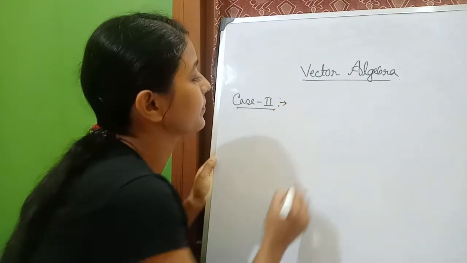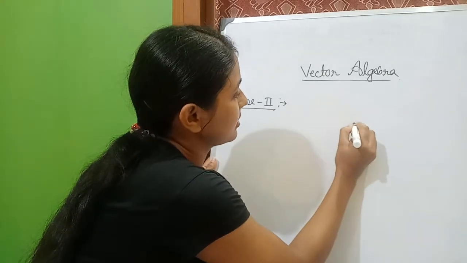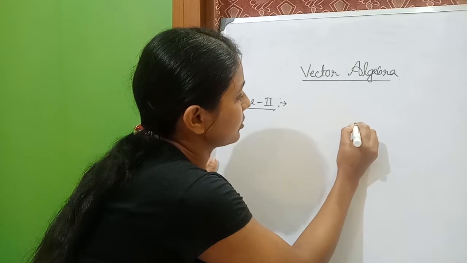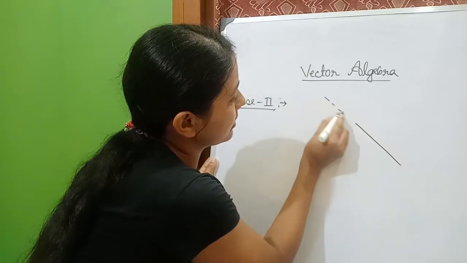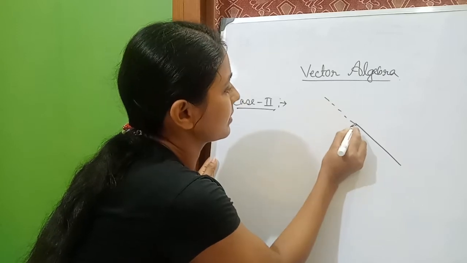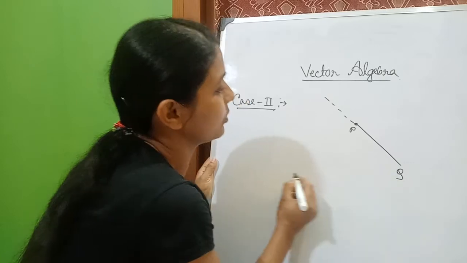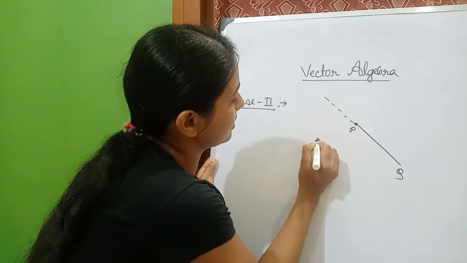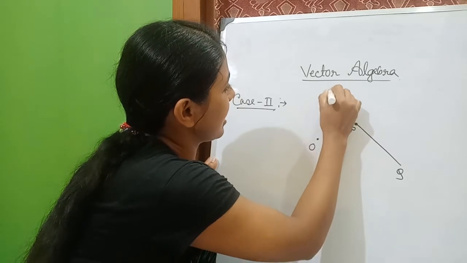For this I am taking it like this. Think about this: suppose this is PQ, sorry, suppose this is P and this is Q. This is O. This one is R.